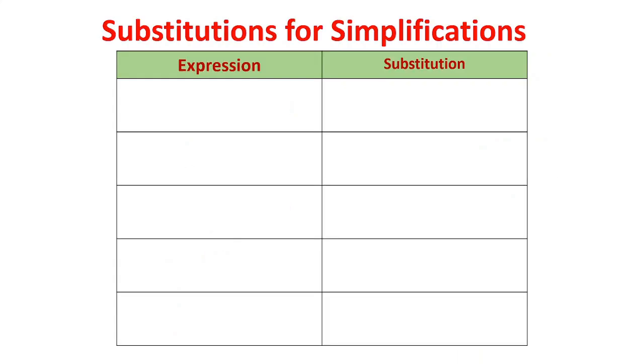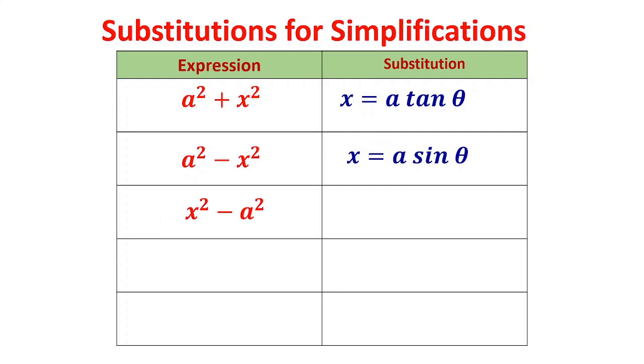First, before we go further, let us try to understand that there are certain substitutions for simplification which can be remembered, and the majority of the problems will get solved using these substitutions. Suppose you see a square plus x square, you try with x is equal to a tan theta. When you see a square minus x square, you try with x is equal to a sin theta. When you see x square minus a square, you try with a secant theta. These substitutions will reduce the expression inside sin inverse, cos inverse, tan inverse to a better one. It will get simplified automatically.